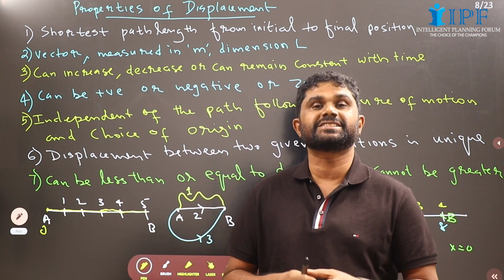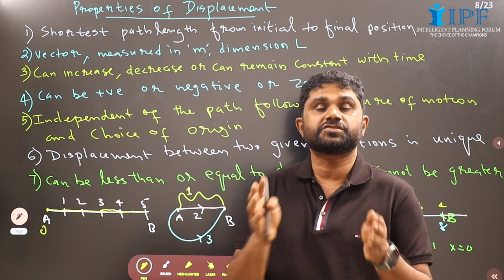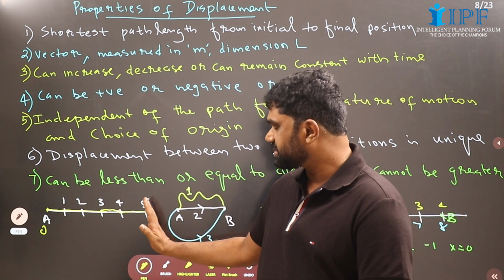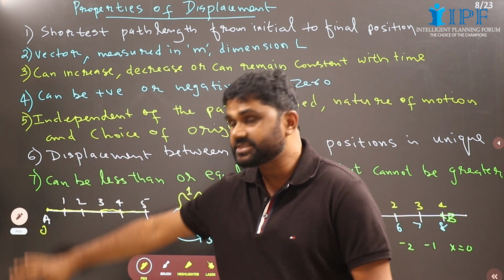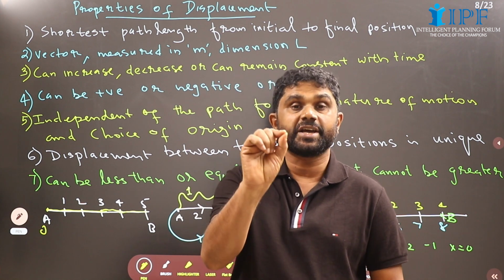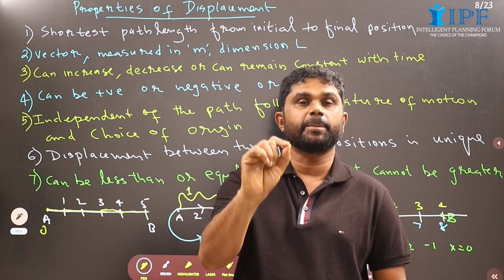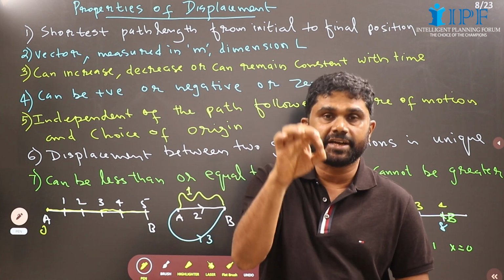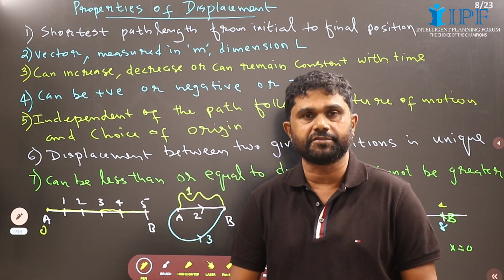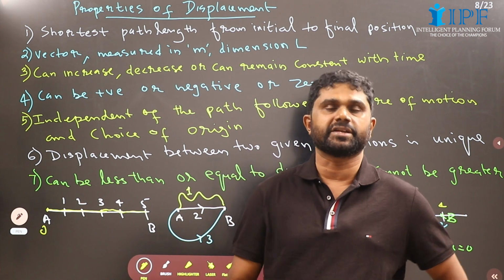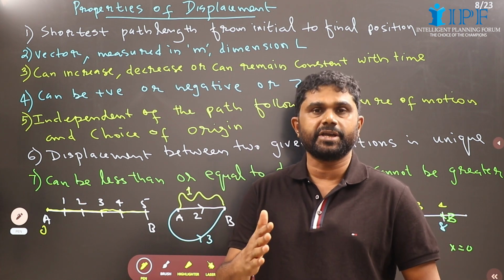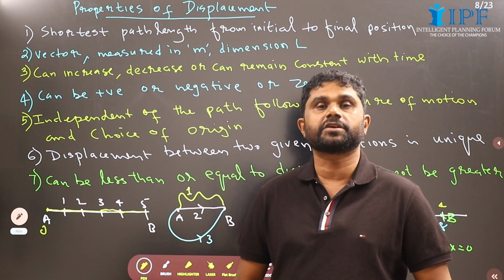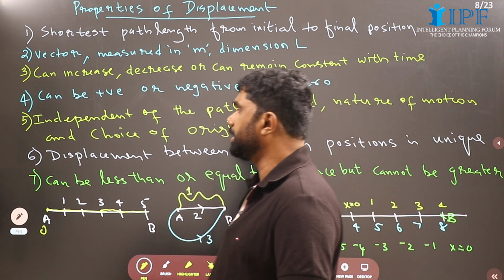Now displacement is the change in position. In physics, change we find always final value minus initial value. So if the body starts from x equal to 5 and moves to x equal to 0, then the displacement, change in position, means final position minus initial position. Final position here it is 0, initial position 5. So 0 minus 5 will be minus 5. So displacement can be positive, it can be negative, and it can be 0 also if it returns to the starting point after some time.